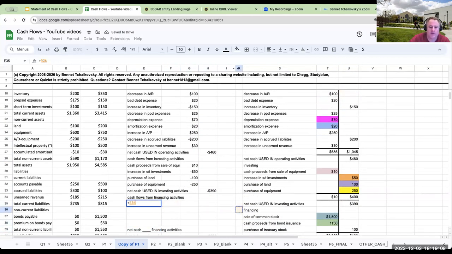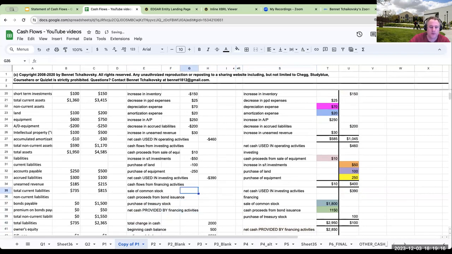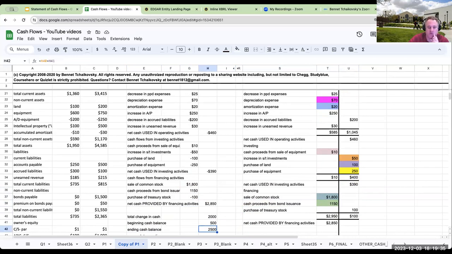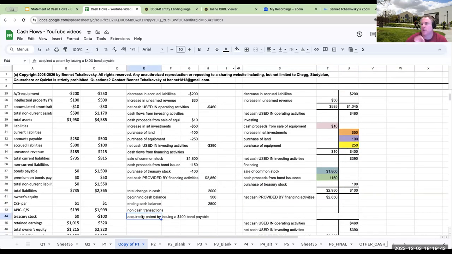My last one is in financing, sale of common stock, cash proceeds, purchase of treasury stock. Okay, so over here, this is positive. This is a debit, so it's going to be positive. The purchase of treasury stock, this is going to be negative. When I add up these three amounts, this equals 2 million. My beginning cash balance is 500,000. So my ending cash balance over here is 2.5 million. Non-cash transactions, I acquired a patent by issuing a 400 bond payable.